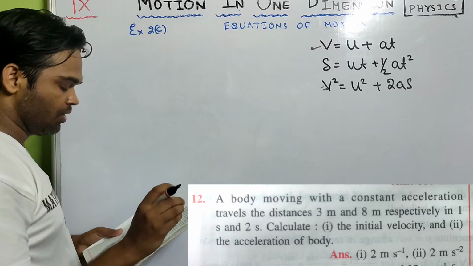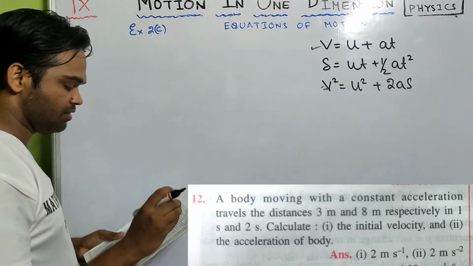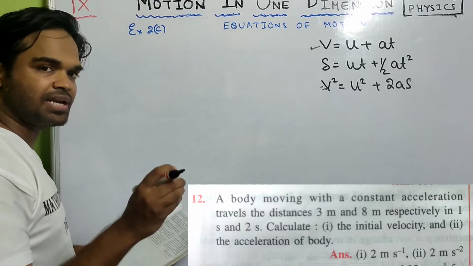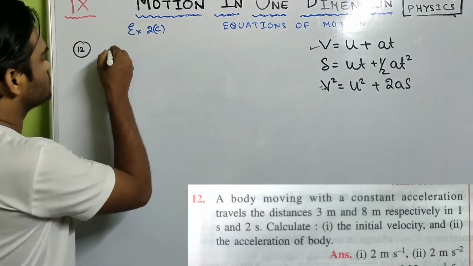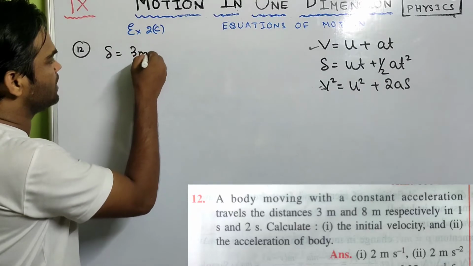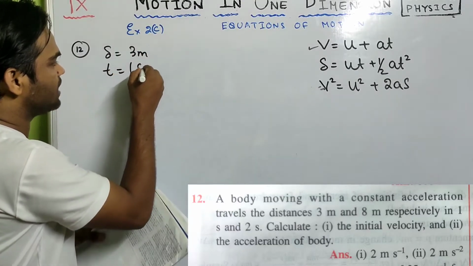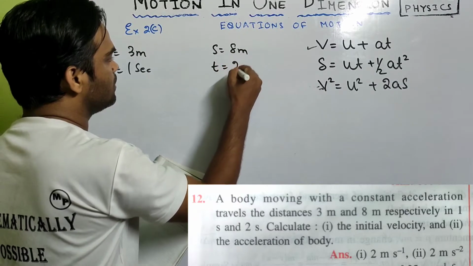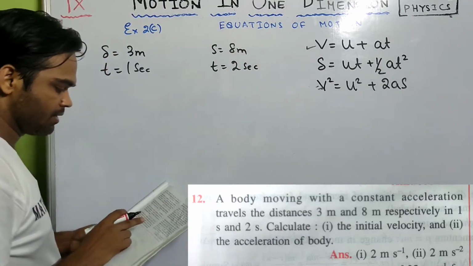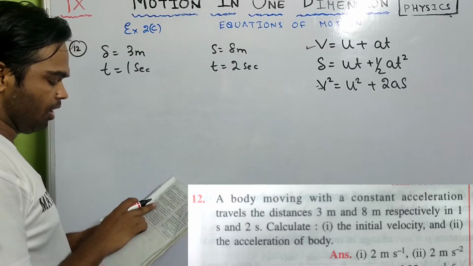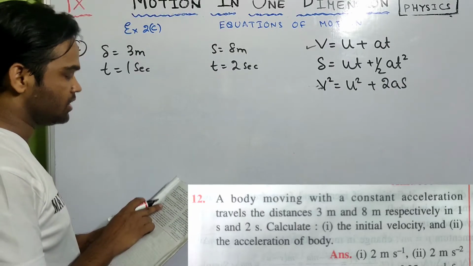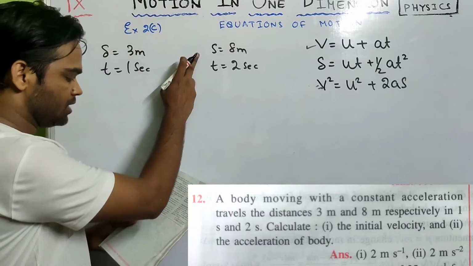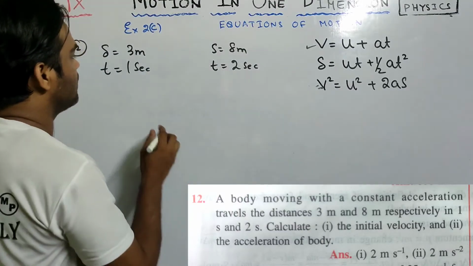A body moving with a constant acceleration travels the distance 3 meter and 8 meter respectively in 1 second and 2 seconds. So distance traveled is 3 meter in 1 second, and then distance traveled is 8 meter in 2 seconds. They've given. I'll just read. A body moving with a constant acceleration travels the distance 3 meter in 1 second and 8 meter in 2 seconds. Calculate the initial velocity.